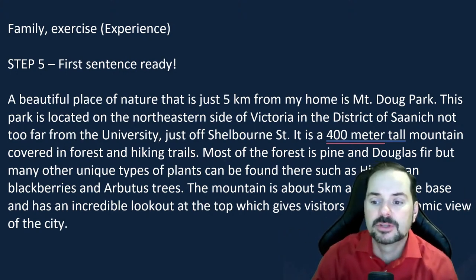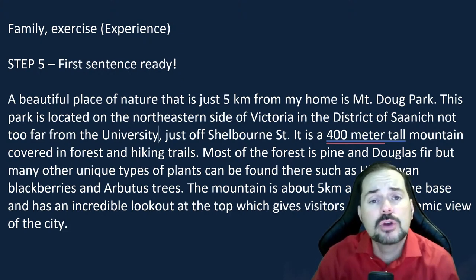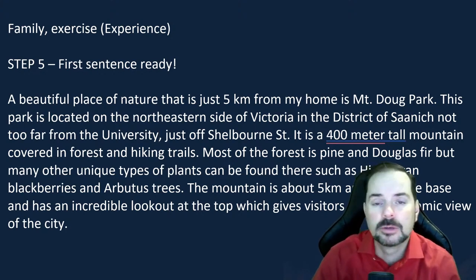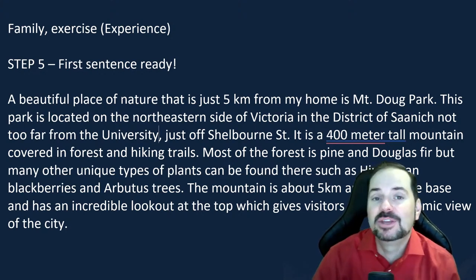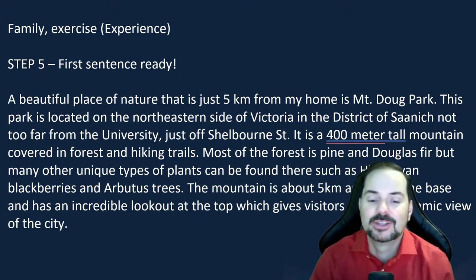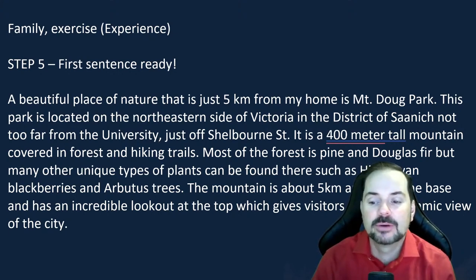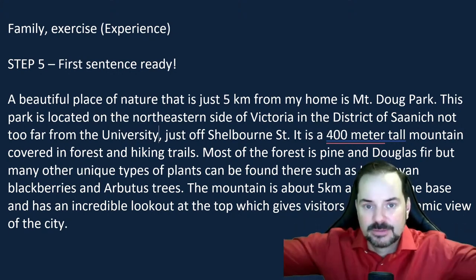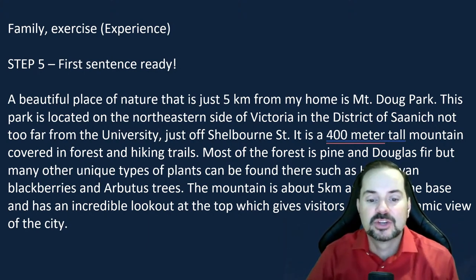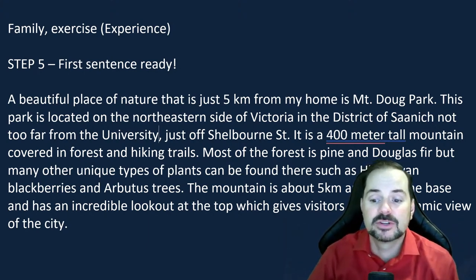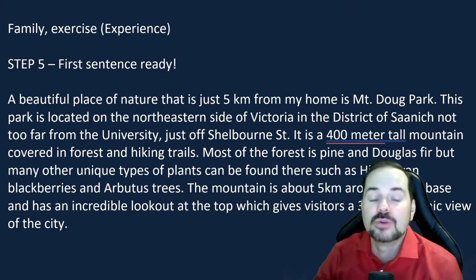It's a 400-meter tall mountain covered in forest and hiking trails. Most of the forest is pine and Douglas fir, but many other unique types of plants can be found there, such as Himalayan blackberries and arbutus trees. If you know the name of plants, use them, even if they're not actually there. Like if you know that there are rose bushes, you can say there are rose bushes there. The mountain is about 5 kilometers around at the base. So the bottom of the mountain is about 5K around. And has an incredible lookout at the top, which gives visitors a 360 panoramic view of the city.